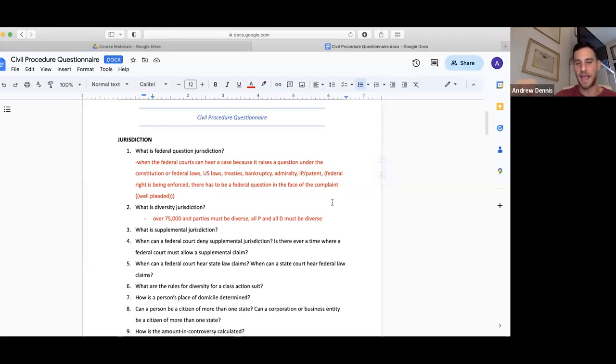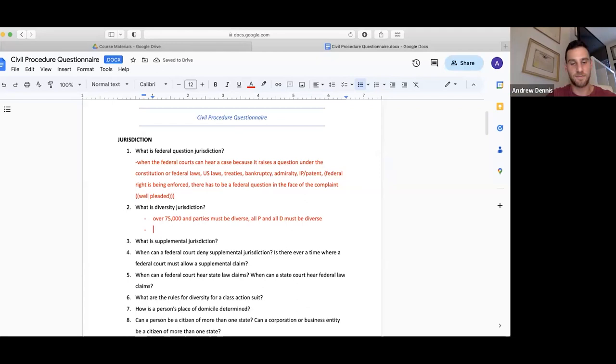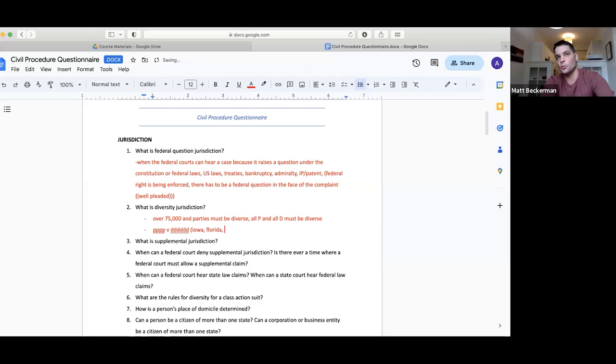Now, there are some difficulties about diversity, right? Do you want to explain that, Matt? Yeah, so people sometimes ask, what does it mean that they all have to be diverse? It means separate them on the V. All the plaintiffs are on one side of the V, all the defendants on the other side. The plaintiffs are from Iowa, Kansas, California; the defendants are from California, Missouri, Florida. Are they diverse? No, because just having one plaintiff and one defendant that are not diverse destroys diversity. And then you have some exceptions with class actions where it would be impossible to meet that. But normally you look at the V.